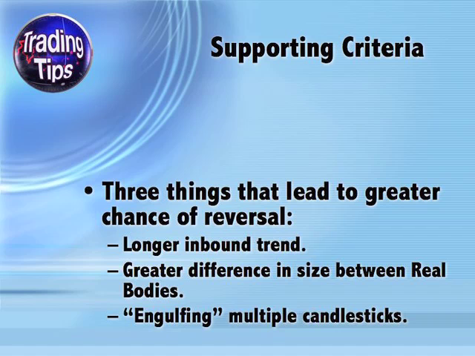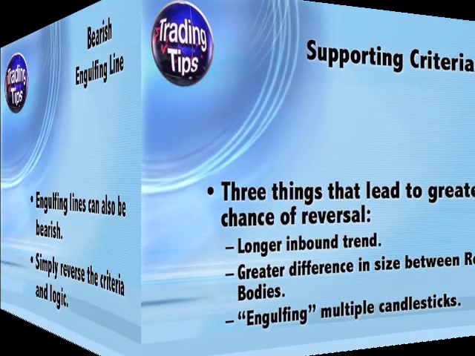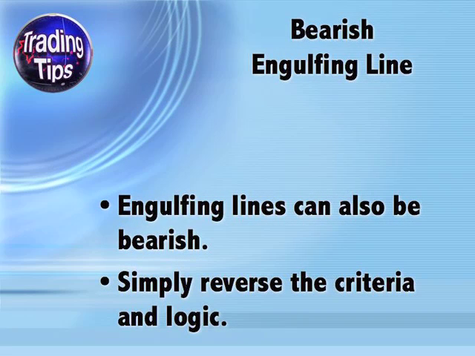There are three things that increase the likelihood of a bullish engulfing line representing a pending reversal. First, the longer and more pronounced the inbound bearish trend, the greater chance of a reversal. Secondly, the greater the difference in size between the final candlestick's real body and the previous day's real body, the greater chances of a reversal. And finally, if the final candlestick can engulf multiple candlesticks instead of just the previous day's, this is the most bullish sign of all. Engulfing lines can also be bearish.